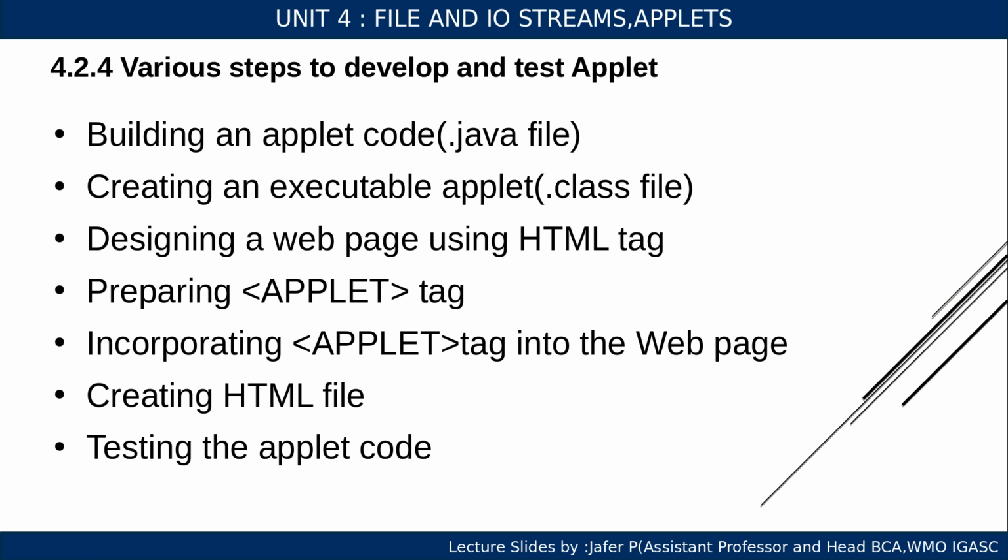Once you have created a .java file, you can compile it using the Javac compiler. Once you have compiled it using the Javac compiler, you will get an executable applet, that is an executable applet .class file, right? Next is designing a web page using HTML tags. I told you an applet cannot do its operation alone. It needs help from HTML, right? So you have to define a web page using HTML tags.